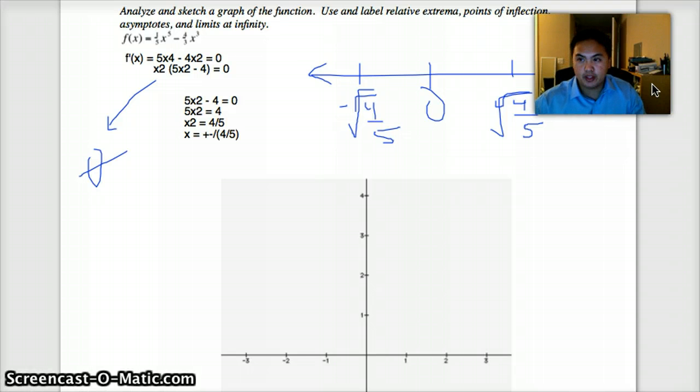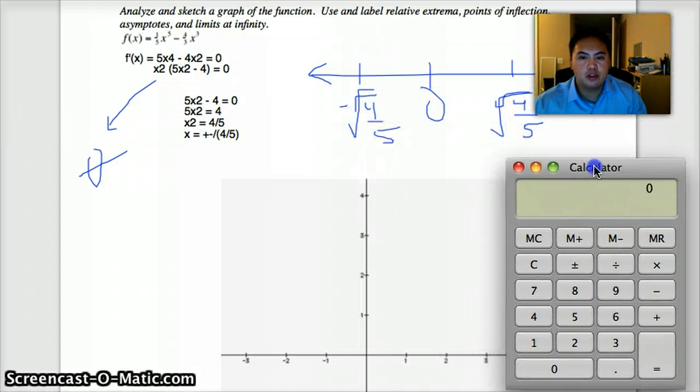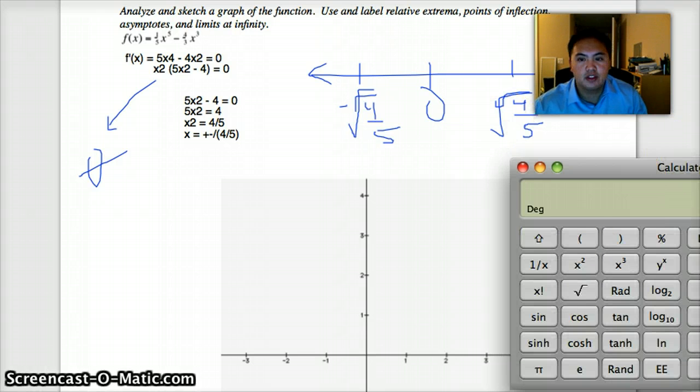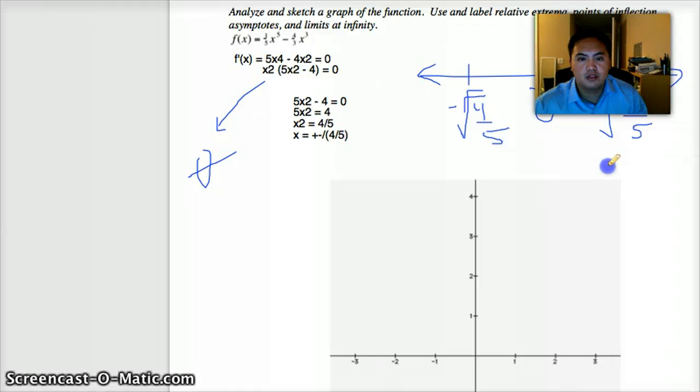The square root of 0.8, let me just pull up a calculator real quick. So in case I don't know what square root of 4 fifths is, oh man, hold on. There you go. Oh, just kidding.